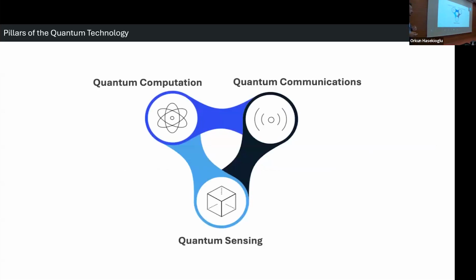Okay, let's start with the usual slides regarding quantum technologies. Well, it's all based on quantum information theory, and we have three pillars: quantum computation, communication, and sensing. But these also have some subsections, like simulations in the computation segment, cryptography in communications, and metrology together with sensing.